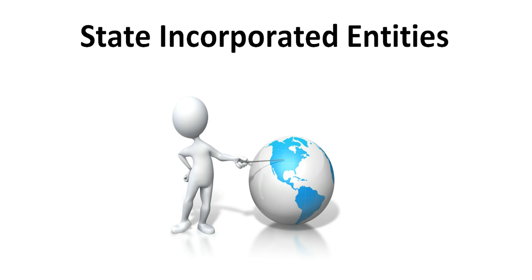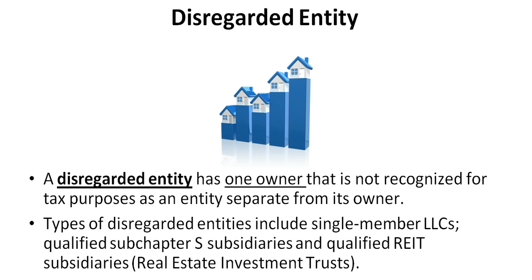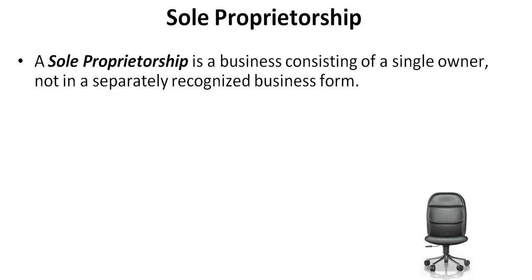Let's dive into state incorporated entities. A disregarded entity has one owner that is not recognized for tax purposes as an entity separate from its owner. Types of disregarded entities include single-member LLCs, qualified subchapter S subsidiaries, and qualified REIT subsidiaries, real estate investment trusts. A sole proprietorship is a business consisting of a single owner, not in a separately recognized business form.